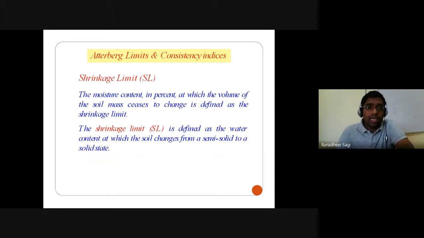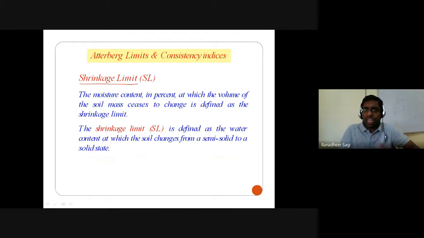Next, another Atterberg limit that we need to talk about is what is called the shrinkage limit. So what is meant by shrinkage limit? Once again, shrinkage limit is the moisture content or water content existing in the soil at which a further decrease in water content does not cause any change in the volume of the soil. Already we have talked about liquid limit, plastic limit, and shrinkage limit earlier in the last class.